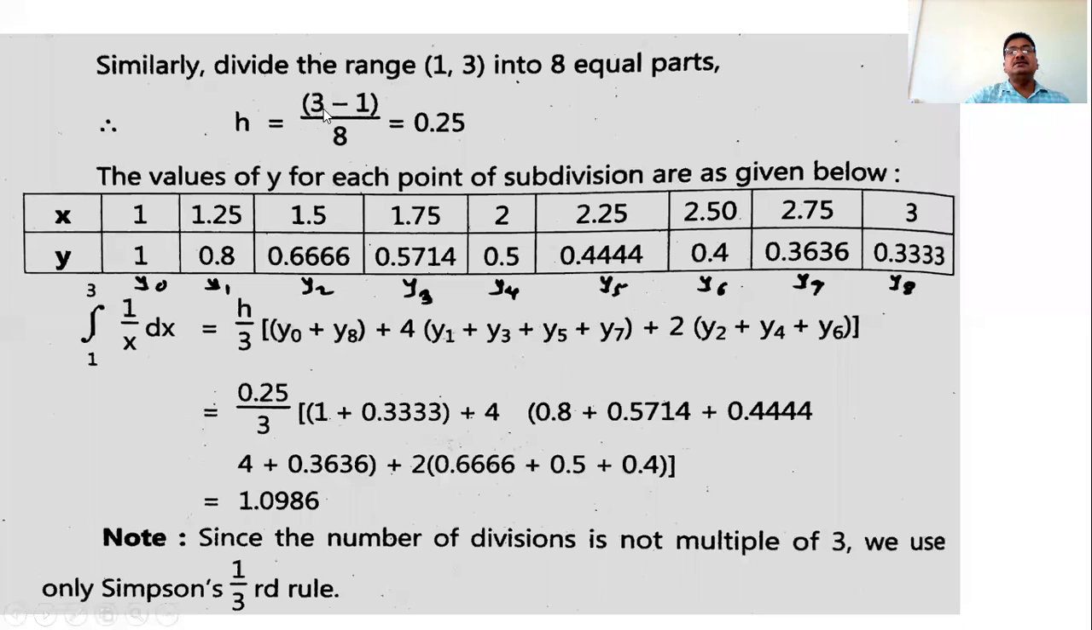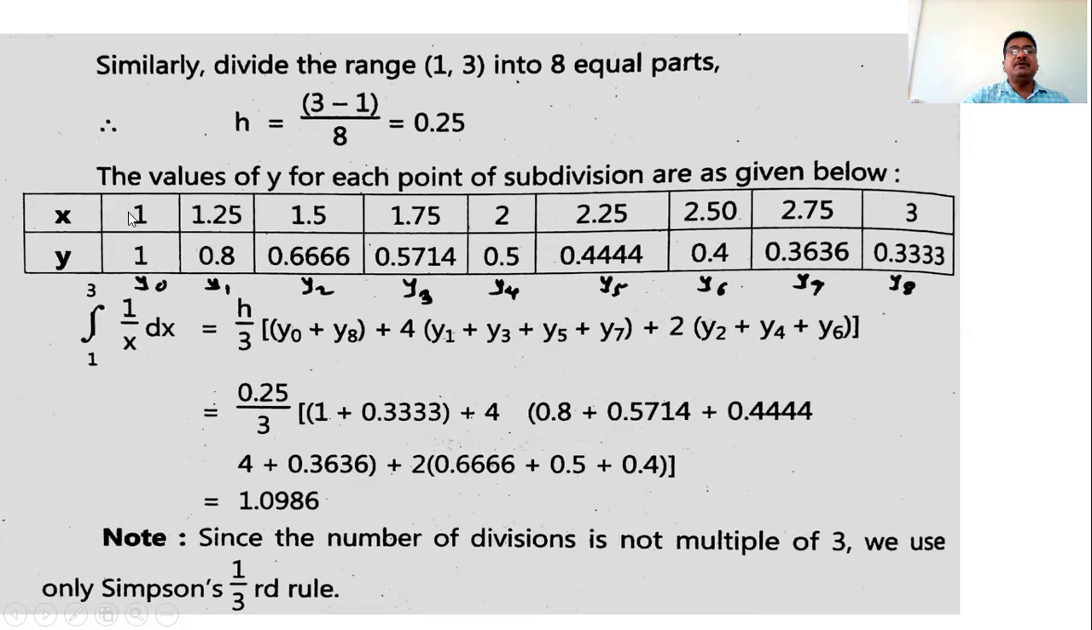Then the second part of the example is: divide this interval 1 to 3 into 8 strips, 8 equal parts or 8 sub intervals. Means n is 8, a is 1, b is 3, and then (b minus a) by n is h, and it is 0.25. Then prepare this table, where the first row is the values of x, and the second row is the values of y or the function f(x).